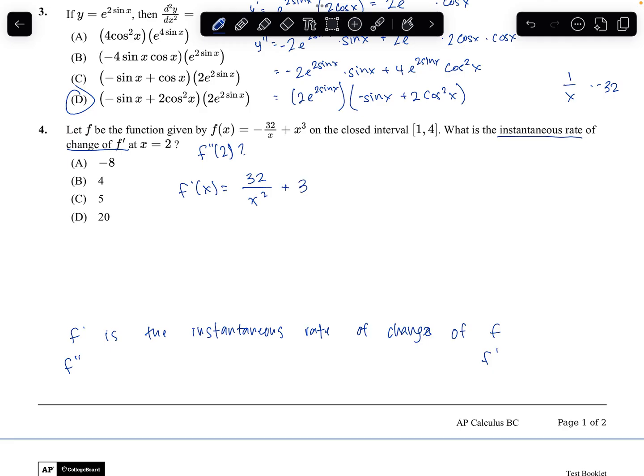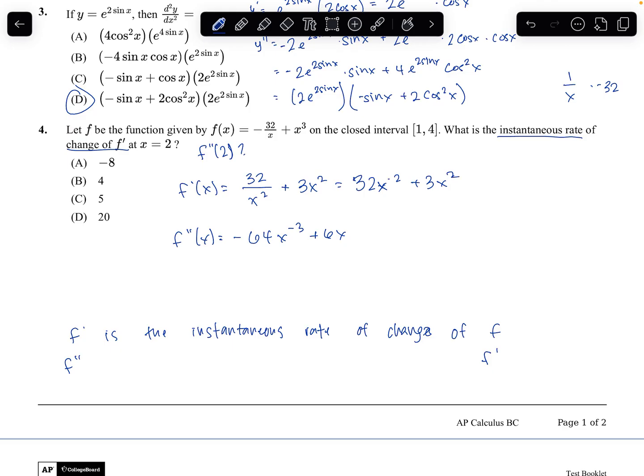plus 3x squared. f double prime of x then, I'm going to rewrite this right here. That's going to be 32 x to the negative 2. I'm just going to rewrite it like that because it's easier for me to take the derivative when it's like that. It's going to be negative 64 x to the negative 3 plus 6x.